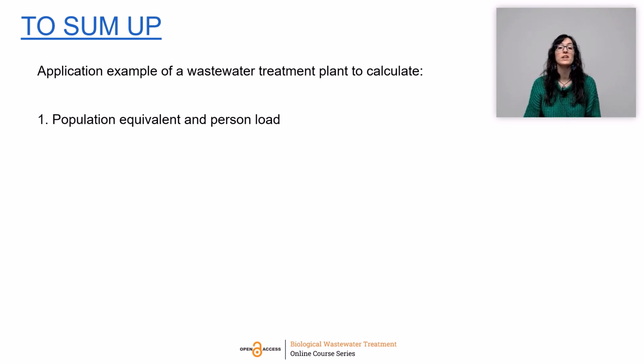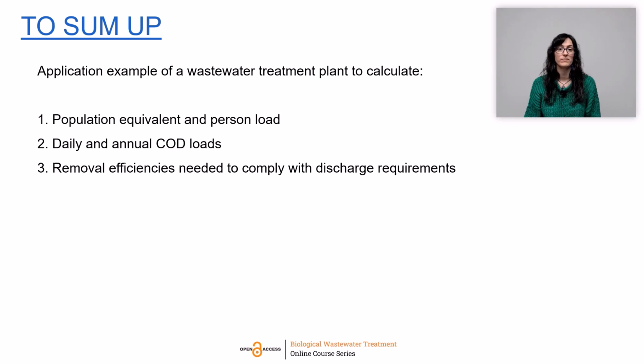First, we gave an impression of the wastewater load applied to the plant by calculating the population equivalent and the person load. Then, we calculated the daily and annual COD loads of the plant. Afterwards, we calculated the removal efficiencies that were needed to comply with the discharge requirements for certain compounds. We also calculated different wastewater ratios and we assessed their values.